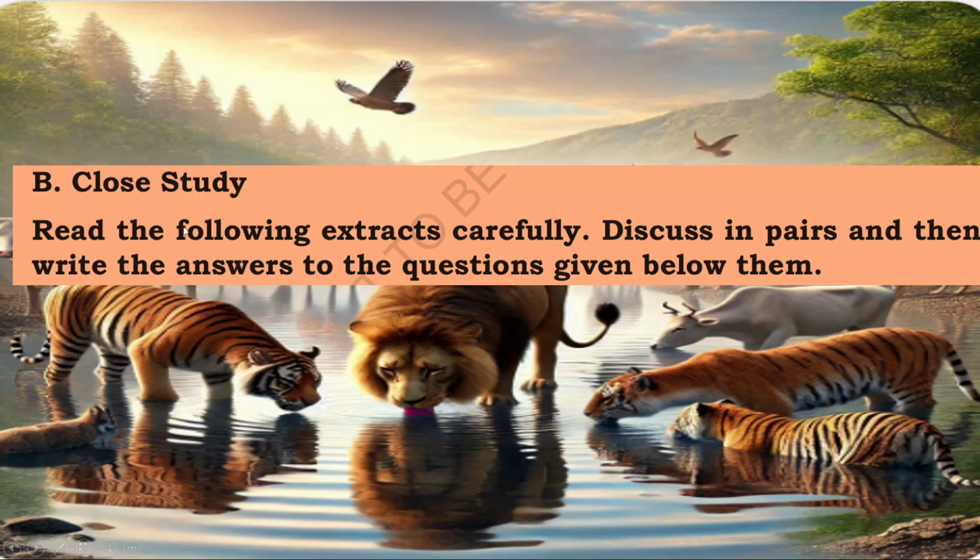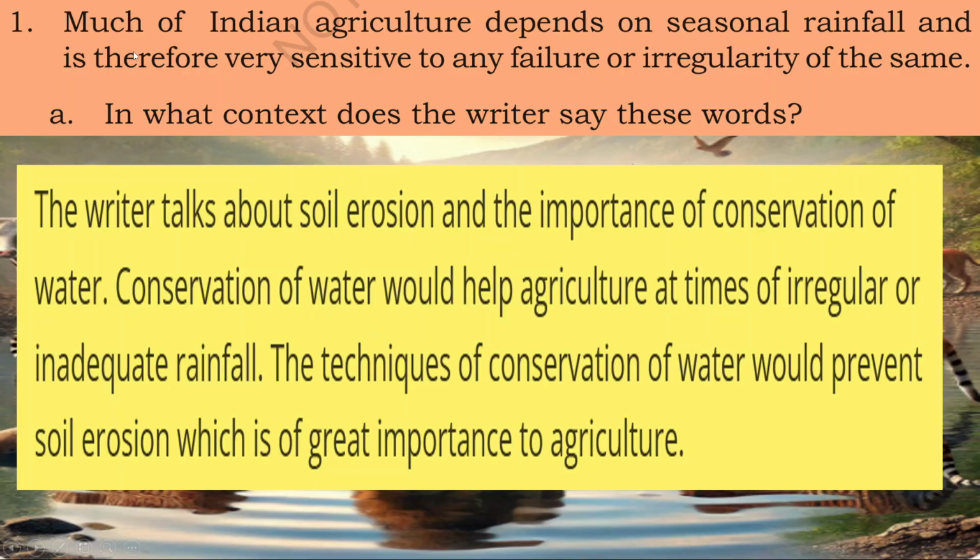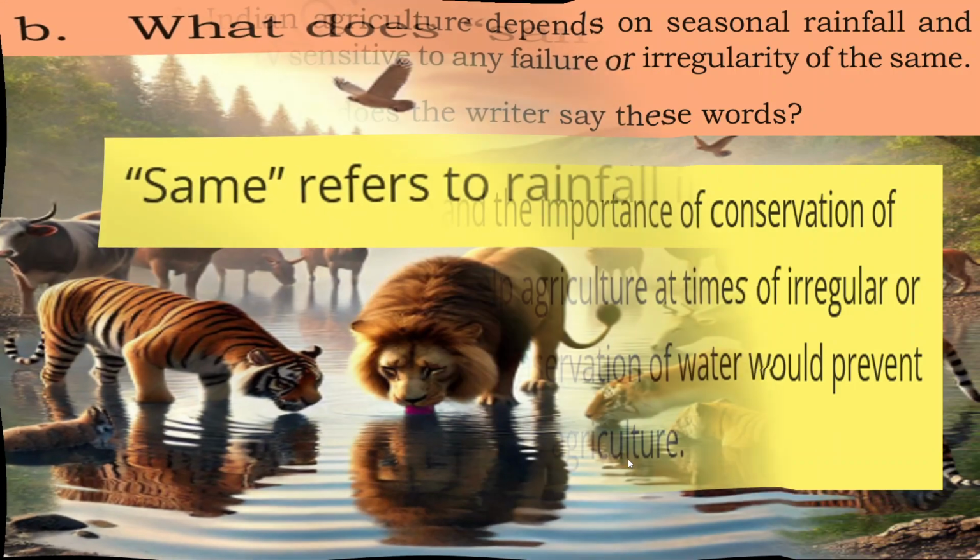C. Close study. Read the following extracts carefully, discuss in pairs, and then write the answers to the questions given below them. 1. Much of the Indian agriculture depends on seasonal rainfall and is therefore very sensitive to any failure or irregularity of the same. A. In what context does the writer say these words? The writer talks about soil erosion and the importance of the conservation of water. The conservation of water would help agriculture at times of irregular and inadequate rainfall. The techniques of conservation of water would prevent soil erosion, which is of great importance to agriculture.